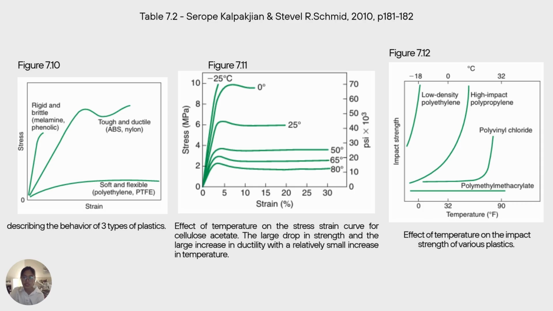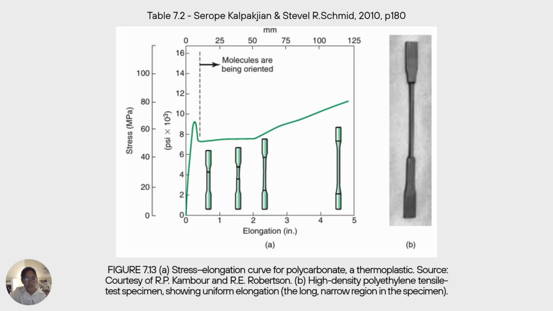At temperatures below Tg, the polymer chains can't move freely, so the material becomes brittle and fractures easily when struck. As temperature increases above Tg, chain mobility improves and the material becomes tougher and more impact resistant. This over here is an example of a stress elongation curve for polycarbonate, which is a thermoplastic.